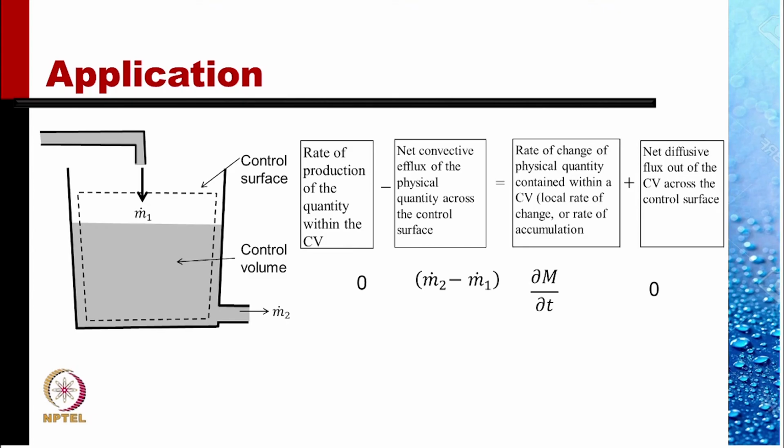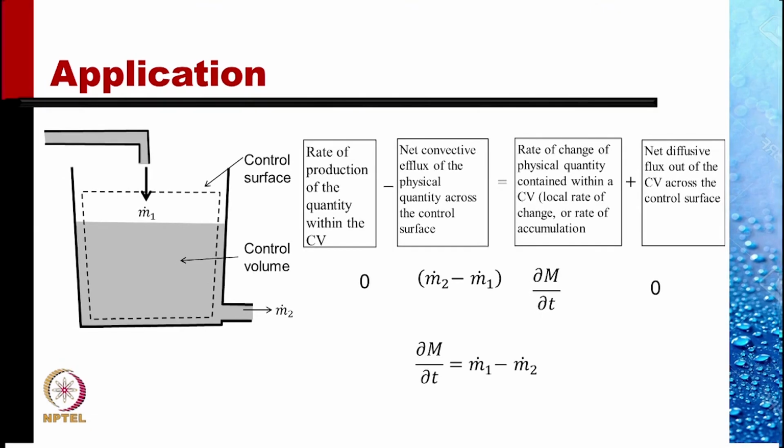And the rate of accumulation is dM by dt. M, capital M, is the mass contained within the control volume. The rate at which the mass contained within the control volume is changing is the rate of accumulation of mass, and the diffusive flux is zero. So clearly, the rate of accumulation is the rate at which the mass is in flux into the system.